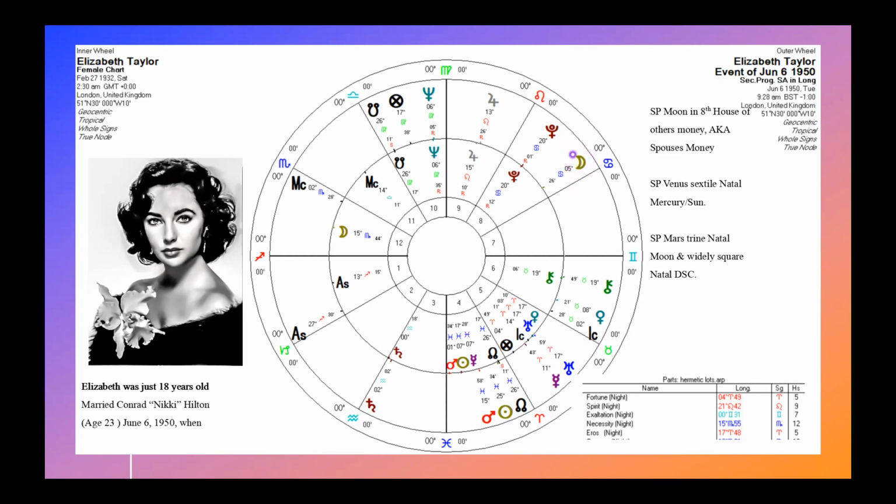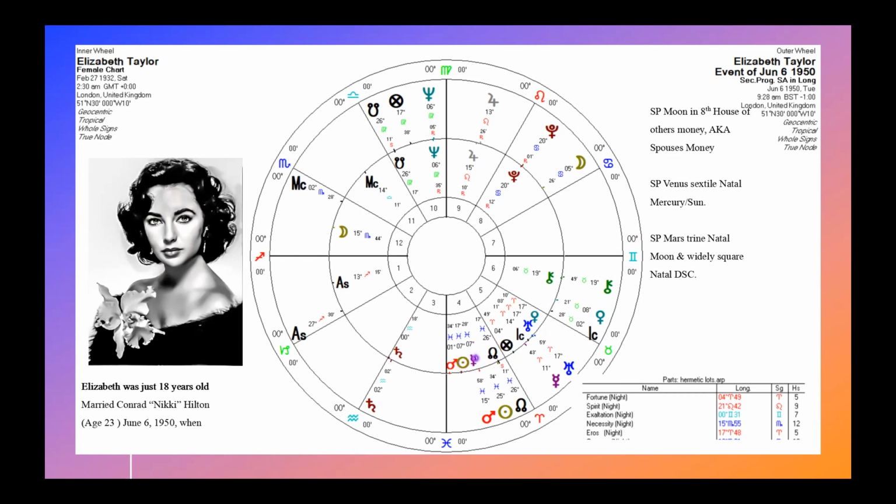The second progressed Venus is sextile natal Mercury and the sun, and the second progressed Mars is trining the natal moon and widely squares the natal descendant. The fact that that Venus, which we think about love, relationships, affections, is sextile, which is a helpful aspect.